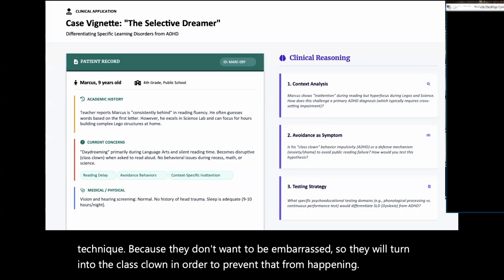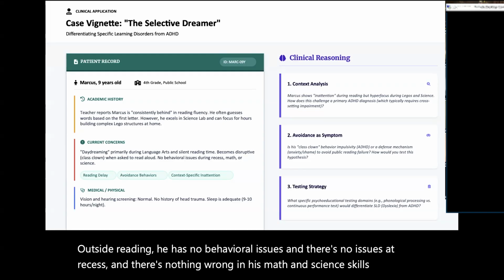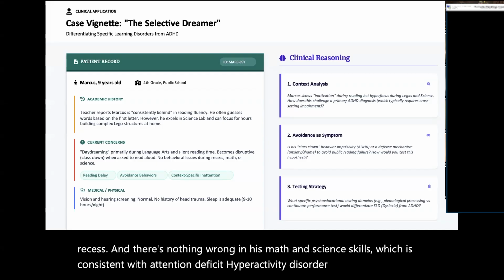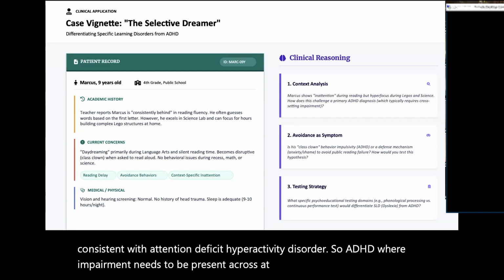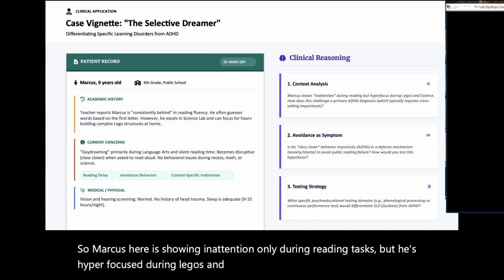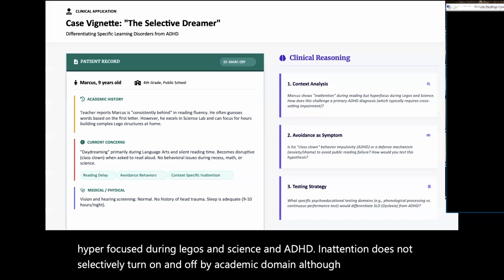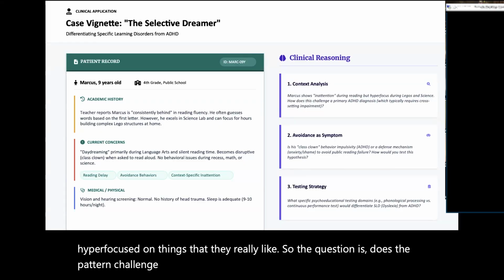Outside reading, he has no behavioral issues, and there's no issues at recess, and there's nothing wrong in his math and science skills, which is consistent with attention deficit hyperactivity disorder. So ADHD, where impairment needs to be present across at least two settings. So Marcus here is showing inattention only during reading tasks, but he's hyper-focused during Legos and science. And ADHD inattention does not selectively turn on and off by academic domain, although they can be hyper-focused on things that they really like. So the question is, does the pattern challenge the primary ADHD diagnosis?